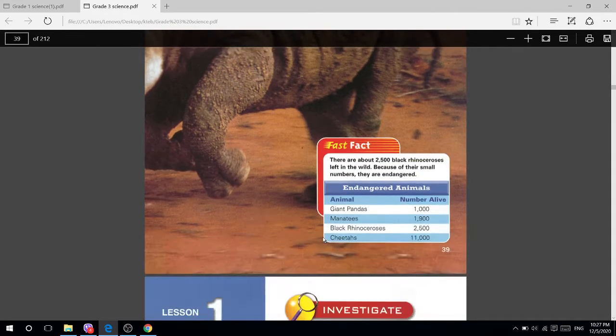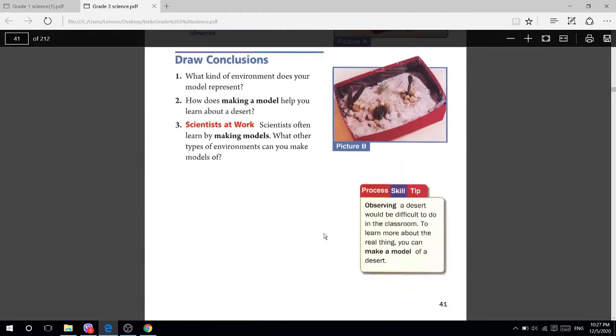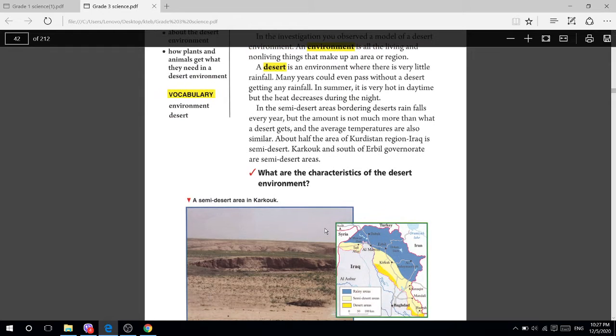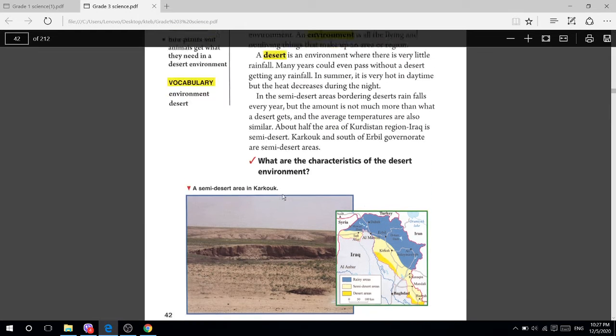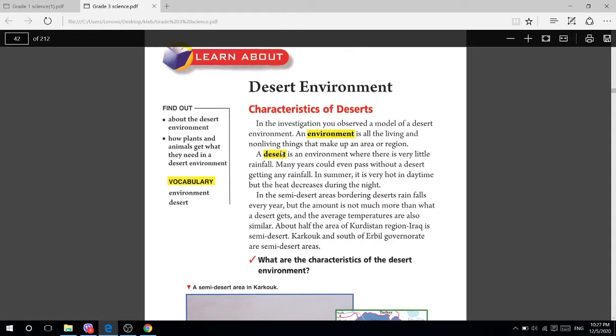we will study about the environment. Okay, please bring pencil and notebook. Front of you, open page 42. Open page 42. Okay, desert environment.